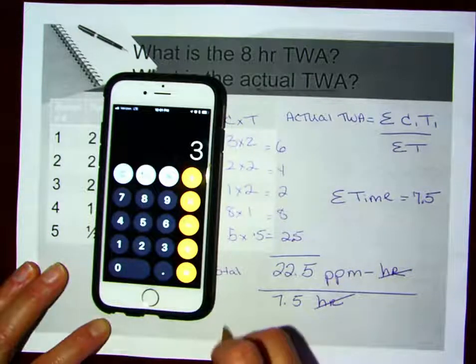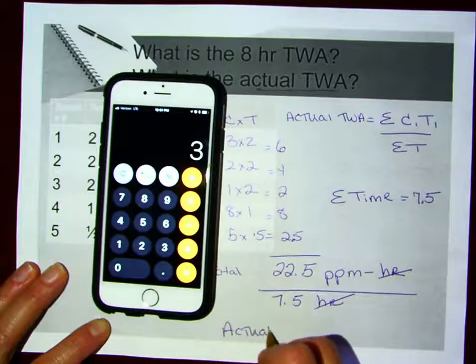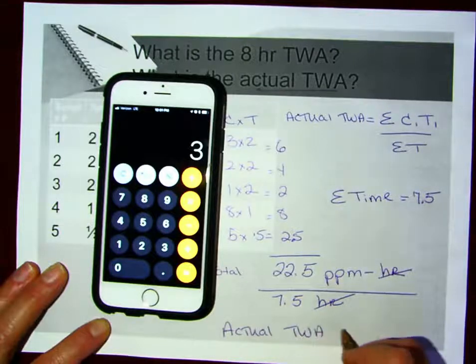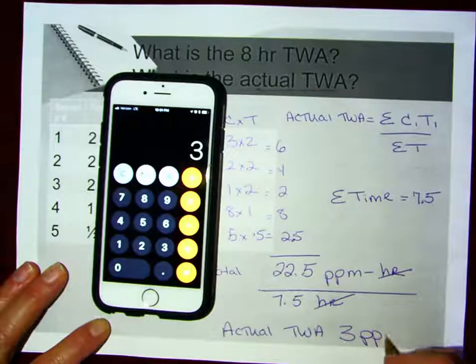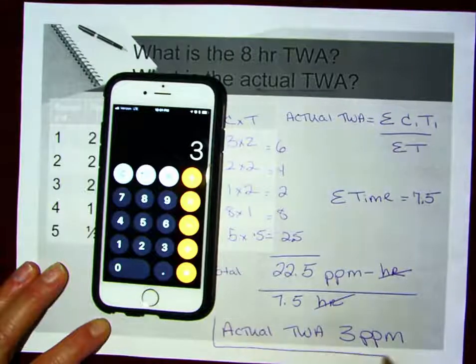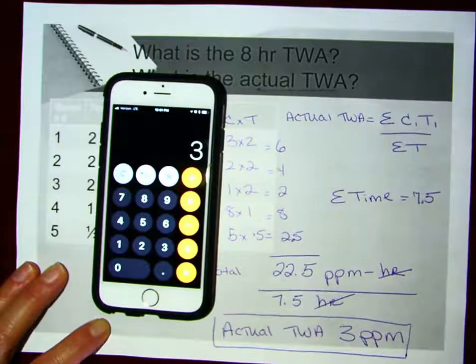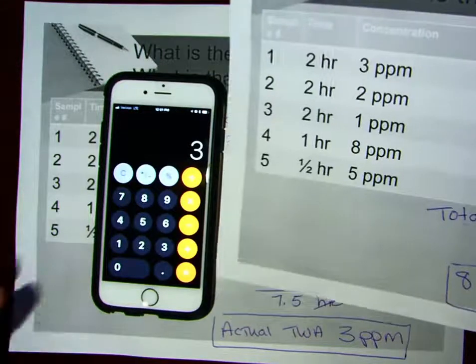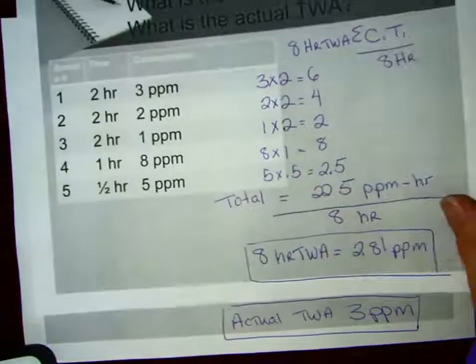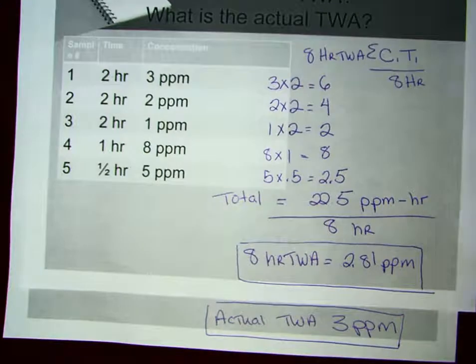And now our actual time-weighted average is 3 parts per million as compared to our 8-hour, which diluted that last half hour and assumed there was no exposure. One of the reasons why we try to sample as close to our 8-hour period as we can.